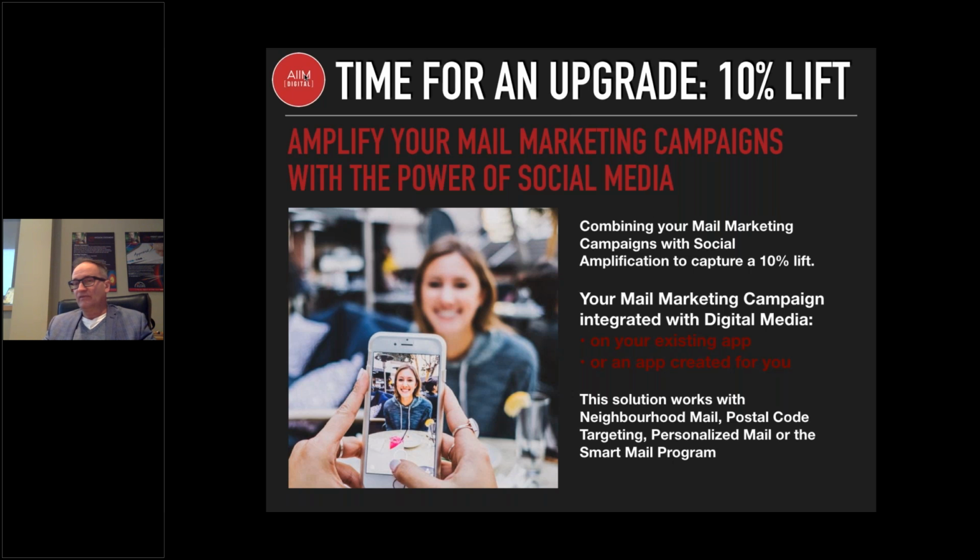We can use an app that you already have, or we can create for you. This solution works with neighborhood mail, postal code targeting, personalized mail, or the smart mail program in Canada. There are also counterparts that we work with in the US. It works basically the same way, just a different mail system there, but essentially the same behavioral context occurs in both opportunities.